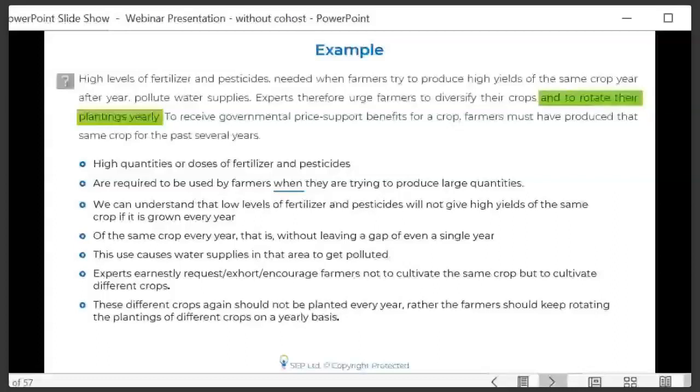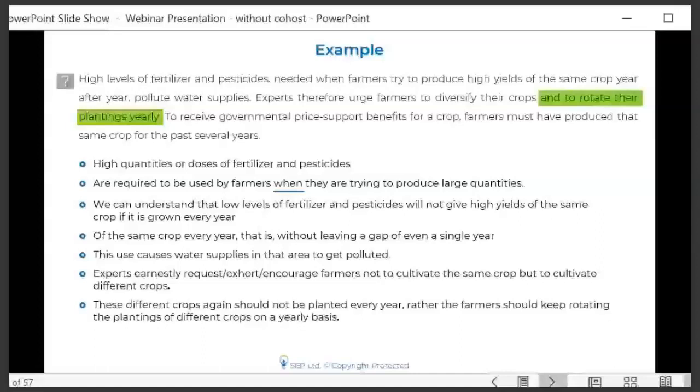All right. Now let's read the last part. The advice offered by the experts in order to combat the water pollution problem is that farmers should not only diversify crops, but keep changing those crops every year as well. They should rotate their crops. So, sum total, they should not grow the same crop year after year in order to avoid water pollution. So, a crystal clear understanding so far. Let's finish reading the last sentence of the passage.